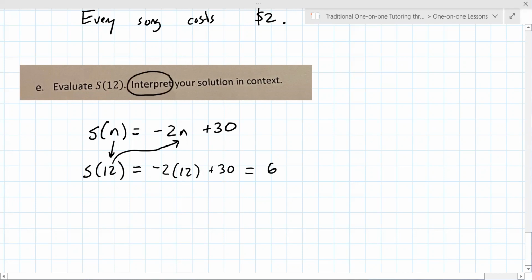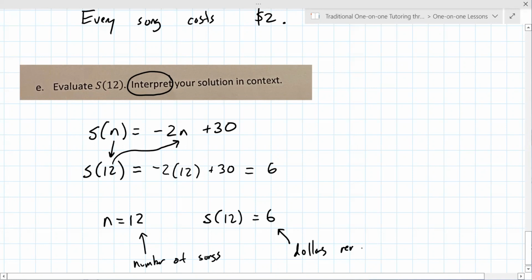Okay, now we've got to interpret. This is the harder part. S of 12 is 6. 12 represents n. N is the number of songs. So how many songs did they buy? 12 songs. 6 is the dollars remaining in their account.